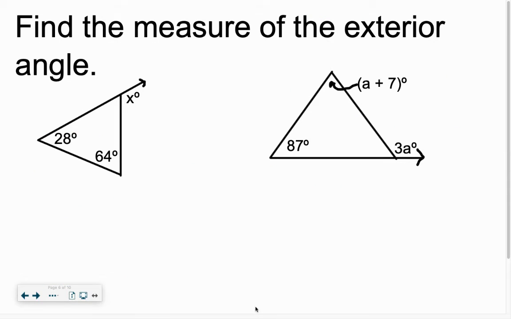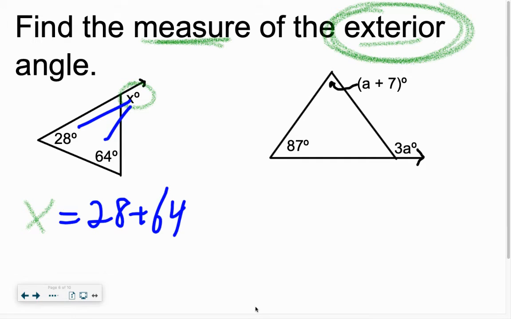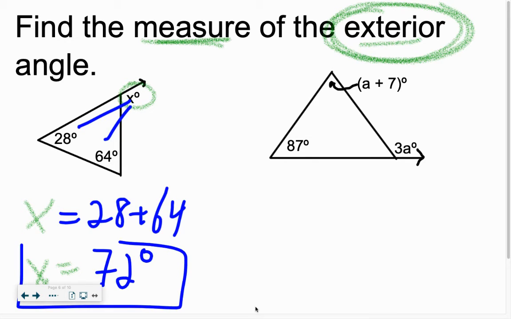Now it says find the measure. Notice it says find the measure, but now what are we concerned about? The inside? No, we're concerned about the exterior angle. This one is different. Everything on the inside is 180 degrees. Here on the outside, we start with the outside. Everybody say outside. Or I suppose we should say exterior to be precise. So start with that exterior. x equals, and now add up the two angles on the inside. 28 plus 64. This is the nice one. These are the ones we like. Add them up, and you get 72 degrees. Done. That is all we do for an exterior angle.